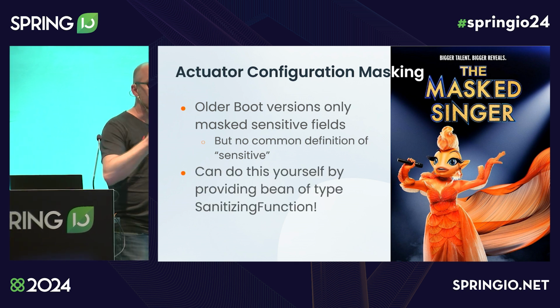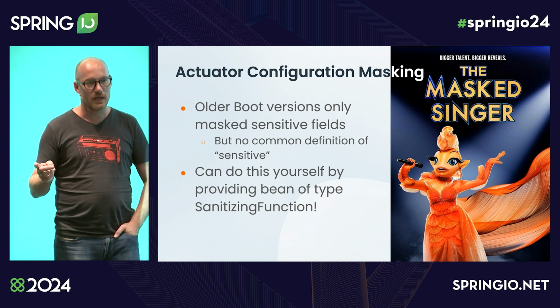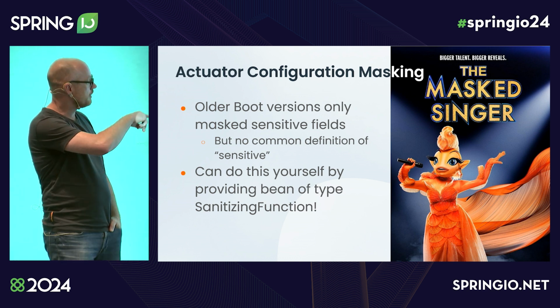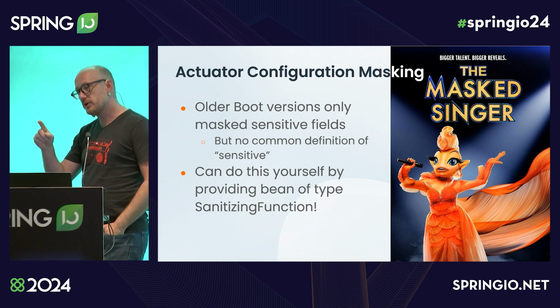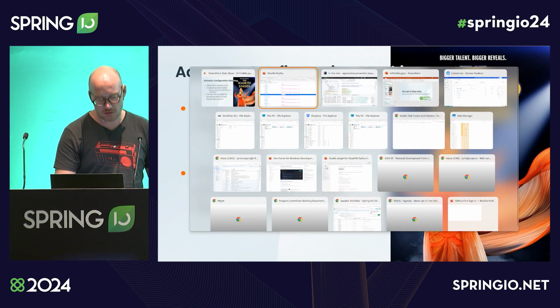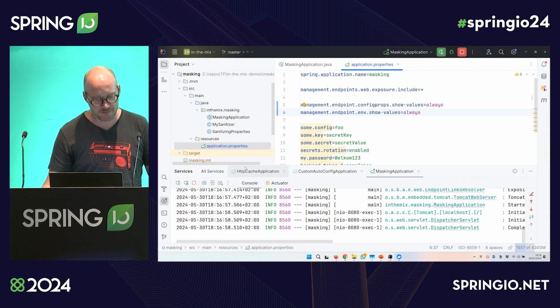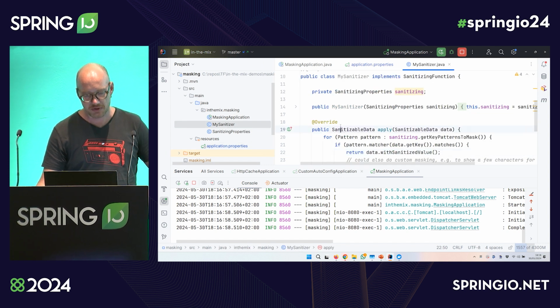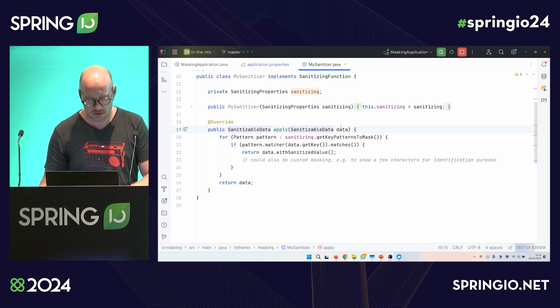However, you can get this behavior back if you want to. And that's what I want to show you. So you can implement something which is called a sanitizing function, where you can determine what configuration properties should be masked. So for that, we're going to have a look at this class, which is, let's make it big.